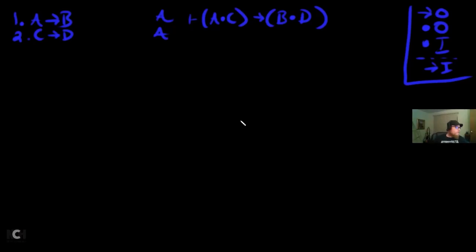All right, let's go ahead and do another proof. This one's a little bit longer. Here, what we're trying to do is we've got A arrow B, we've got C arrow D. We're trying to solve for A and C, arrow B and D. Let's give it a shot.